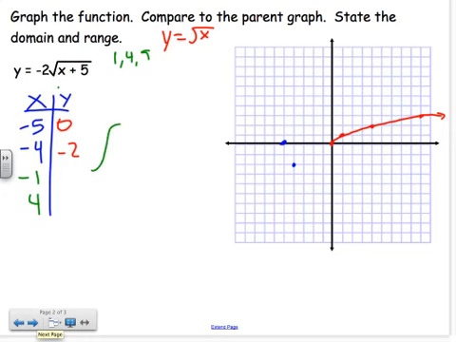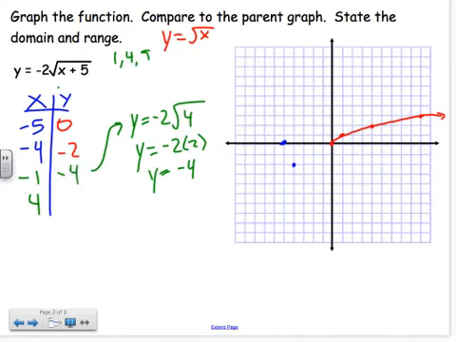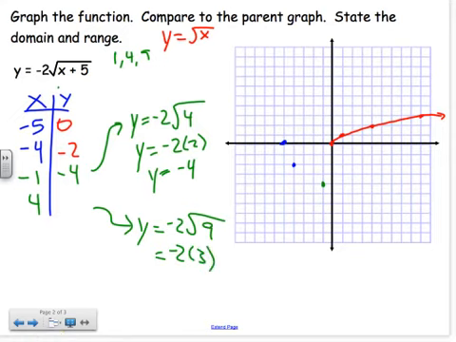Okay, so I'm going to pick -1. So I got y equals -2 times the square root of -1 plus 5, which is 4. So I got -2 times 2, which is -4. So -1, -4. Put it right there. And finally, let's do my 4. So y equals -2 times the square root of 4 plus 5, which is 9. And the square root of 9 is 3. And so I get y equals -6. So 4, -6. Over 4, down 6.